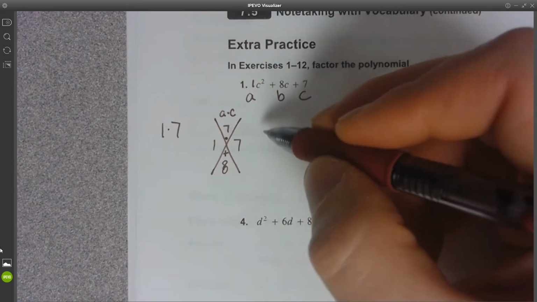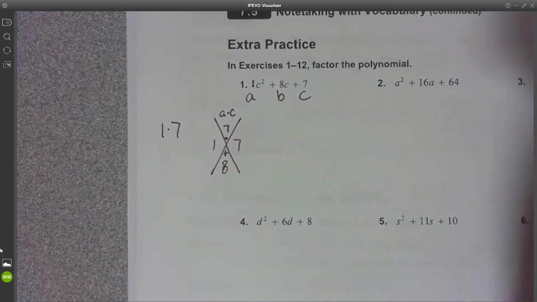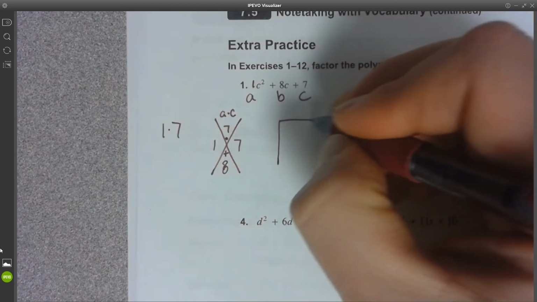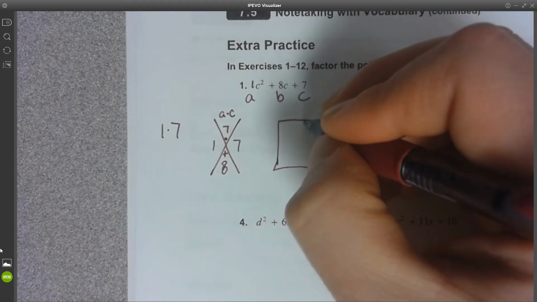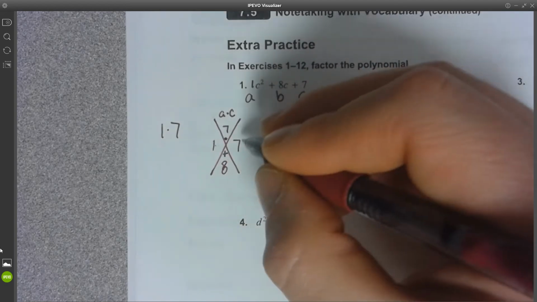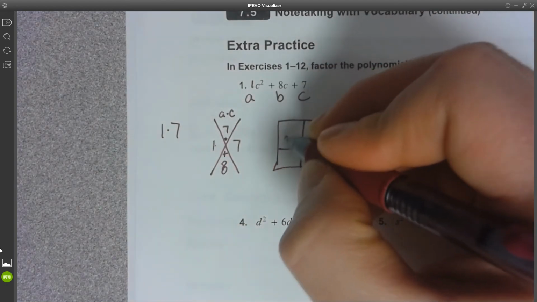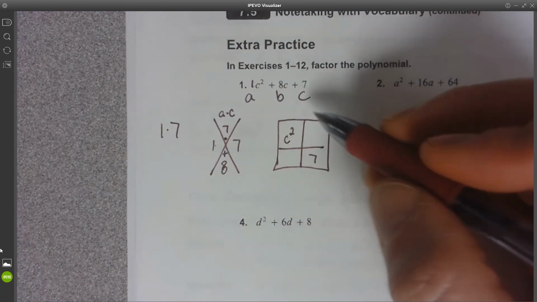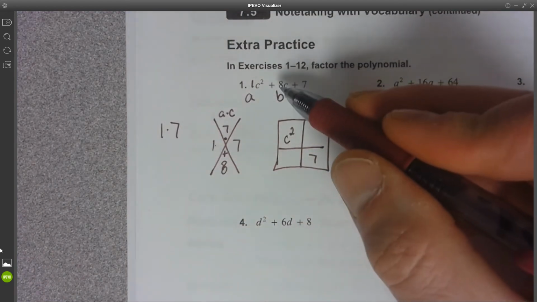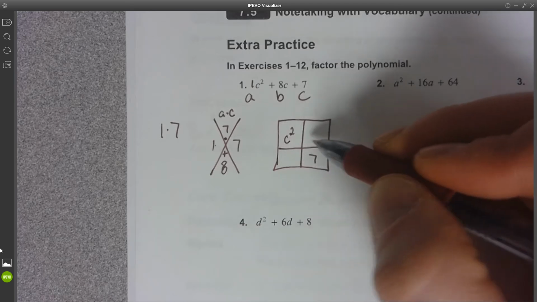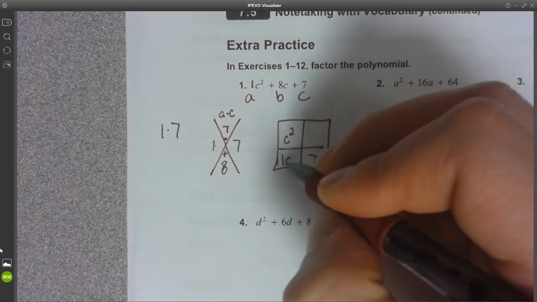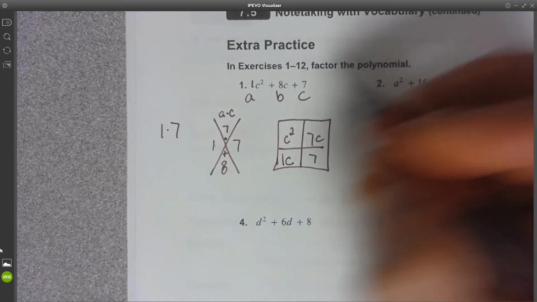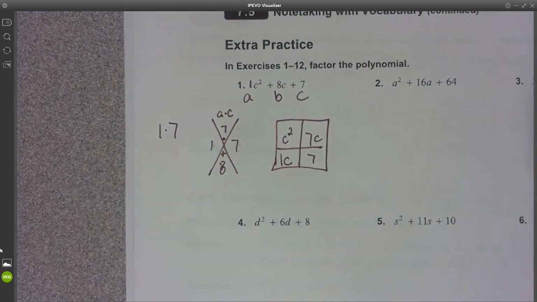So there's my two numbers. I need to split up this middle 8 into 1x and 7x. So I'd have c squared and 7 in the top left and bottom right corners. And I can split up my 8c into these two boxes as 1c and 7c. That's what these are giving me.